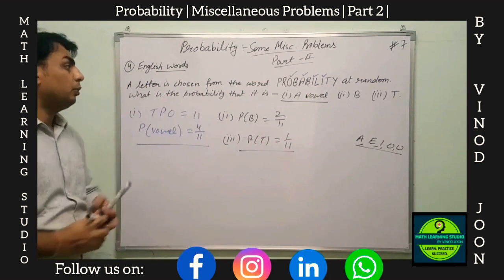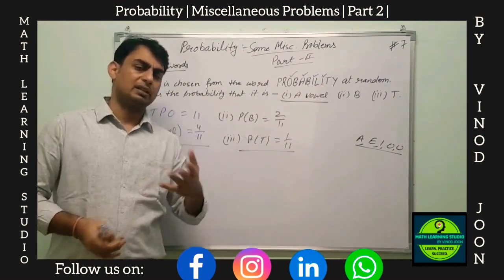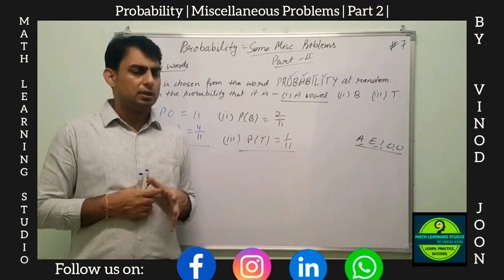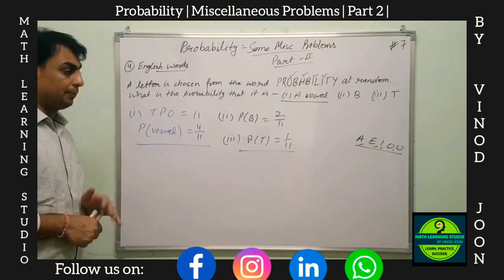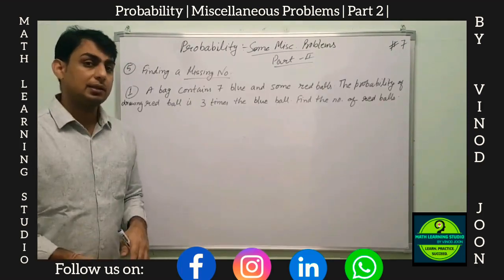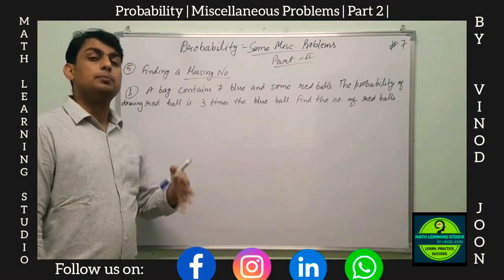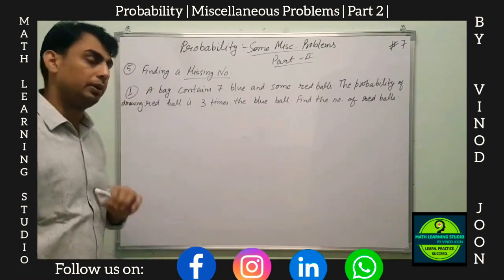That's it. In place of word probability, you can get the word, usually जो commonly words जो होते हैं वो mathematics, Mississippi, assassination. So these kind of words are given. Okay, so very easy. Now we will take some example based on finding the missing number. These are one of the most important kind of questions when it comes to probability.